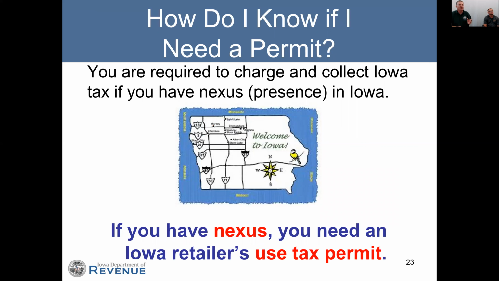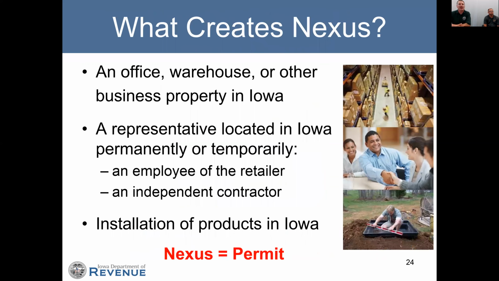Okay, with the nexus issue, what is this nexus? And a lot of people are thinking, hey, wait a minute, what in the world is nexus? These next couple slides will tell you the types of things that can create nexus. First of all, if you've got some type of location here, if you've got an office or a warehouse or some type of property located in Iowa, that's going to create some nexus here.